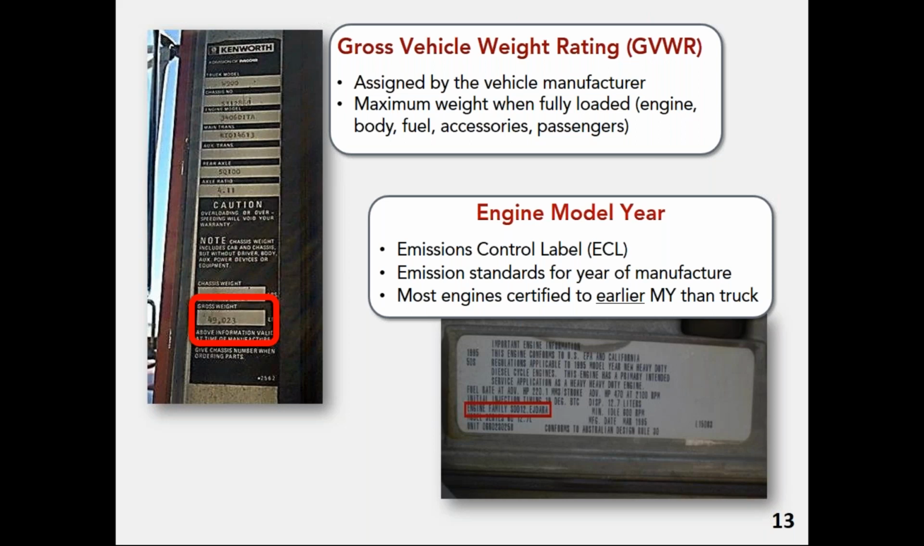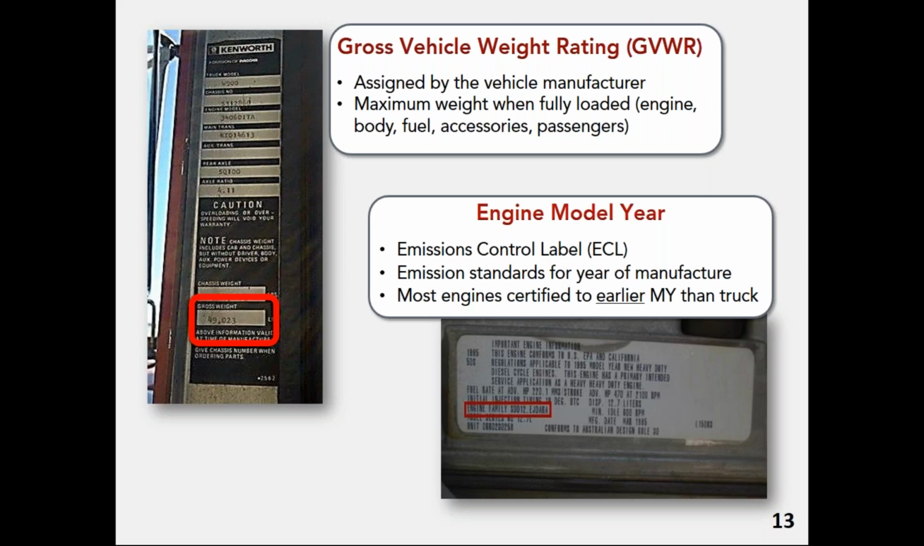I also want to point out that if you want to know what the single most common citation written by the Air Resources Board Enforcement Division every year, it's for missing or illegible emission control labels. Think about it for a second.